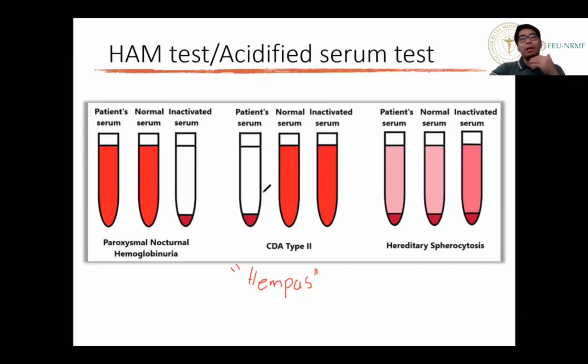Now, how about in hereditary spherocytosis? So in hereditary spherocytosis, it will also give us a positive result in acidified serum. As you can see here in our illustration, it may exhibit hemolysis on different forms of serum. So magpa-positive naman siya sa lahat. So pag ganoon ang report, pag ganoon ang result, so baka hereditary spherocytosis yun.